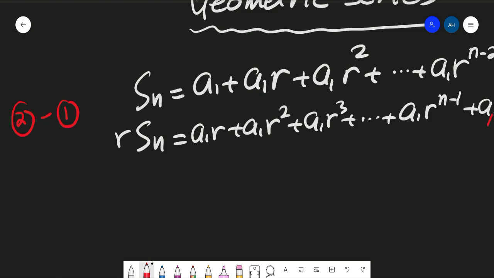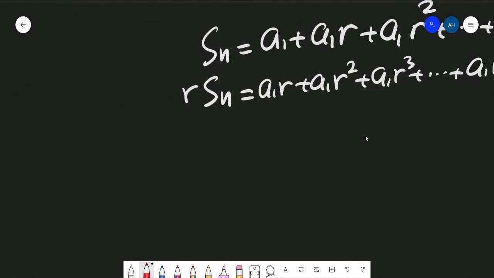But this time we are not going to do that. We are going the other way around. This time, for equation number 1, we want to subtract equation number 2, like this: 1 minus 2. What happens? On the left hand side, equation number 1 is on the top and equation number 2 is at the bottom. If we subtract 2 from 1, on the left we have Sn minus r Sn.